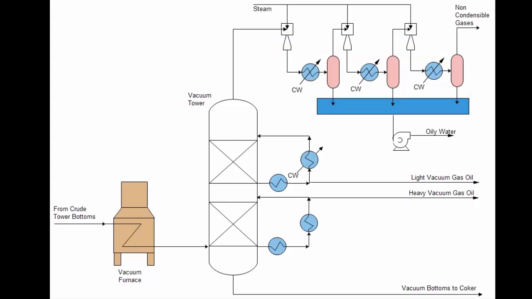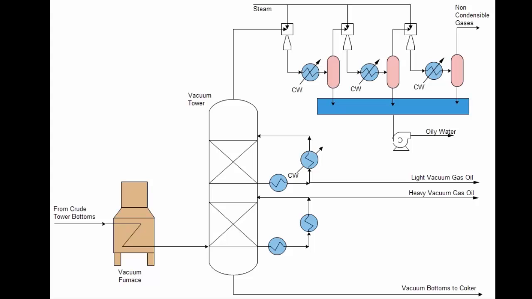As vacuum tower pressure rises, the amount of HVGO decreases and the amount of vacuum tower bottoms increases. This is detrimental to refinery economics since the value of HVGO used as FCC feed is much greater than the same material going to the coker.